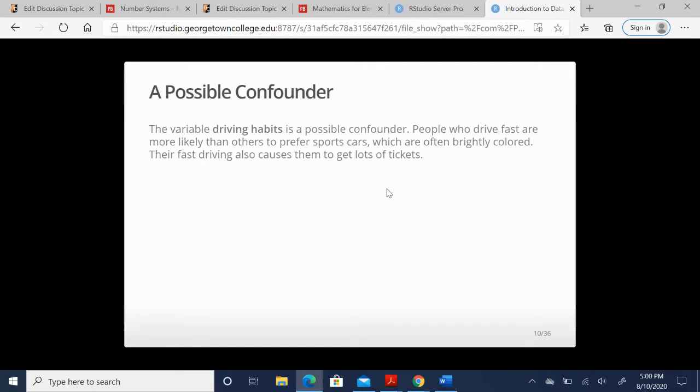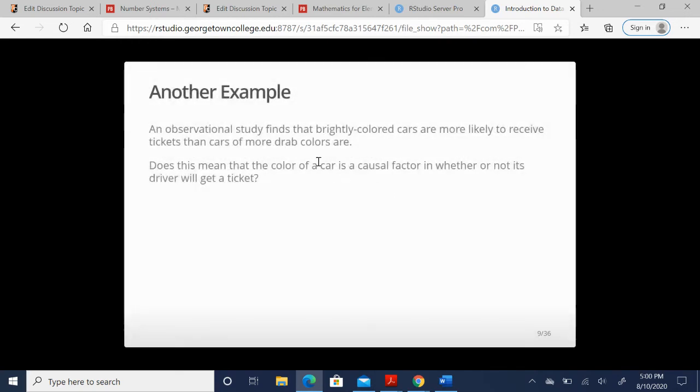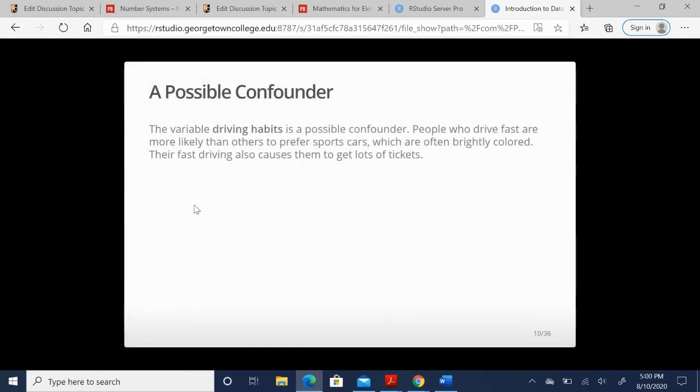Why is it a confounder? It's not part of the two we're looking at. We're looking at variables here of color of the car and will they get a ticket. Okay, those are both categorical variables. We can't really say that there's a causal relationship there because we have driving habits, which plays some sort of a role in whether or not we end up with a ticket.